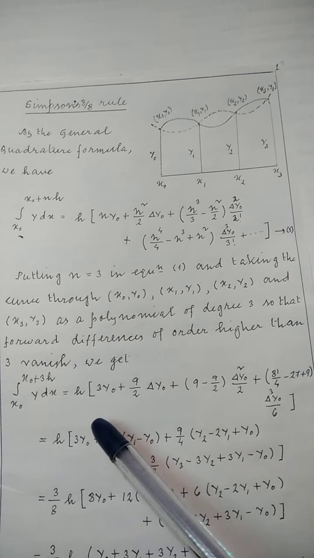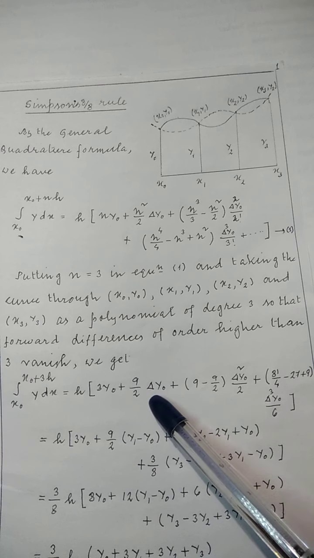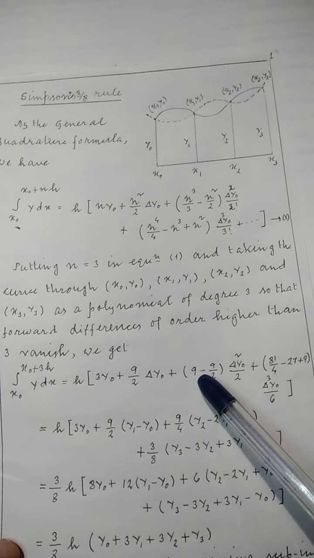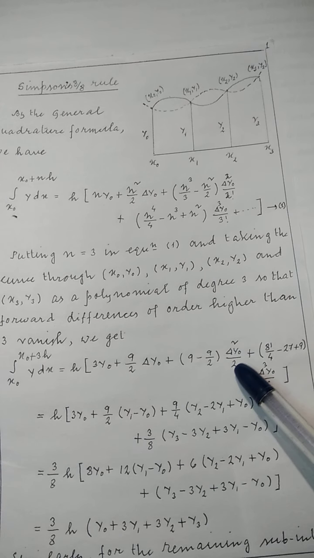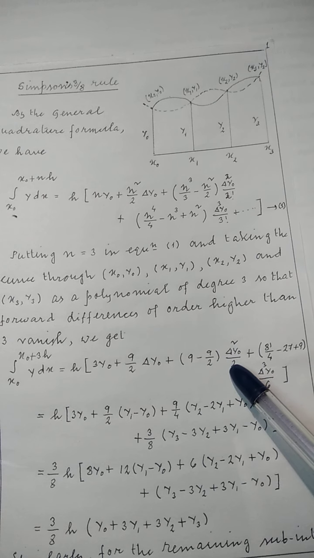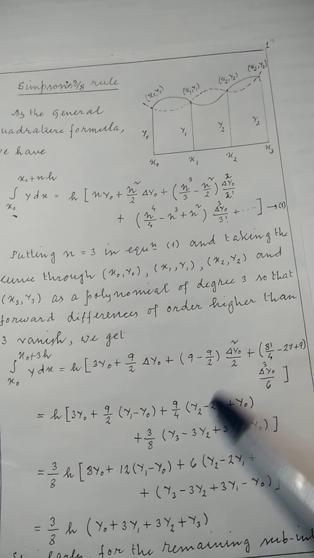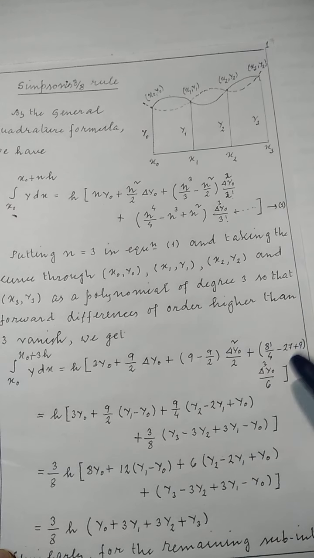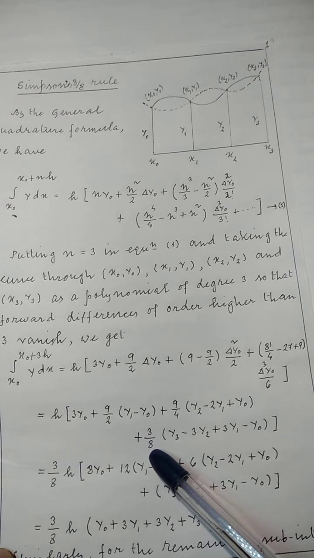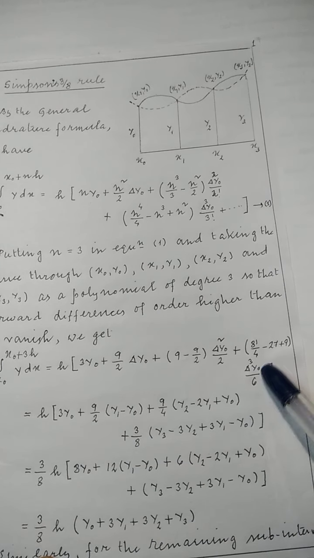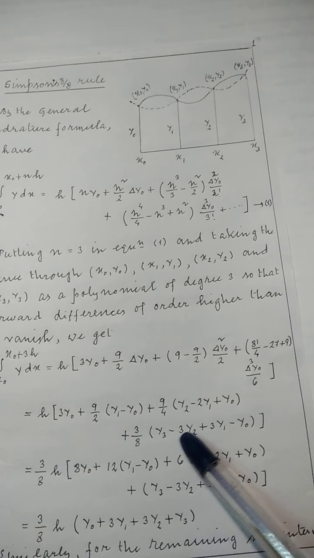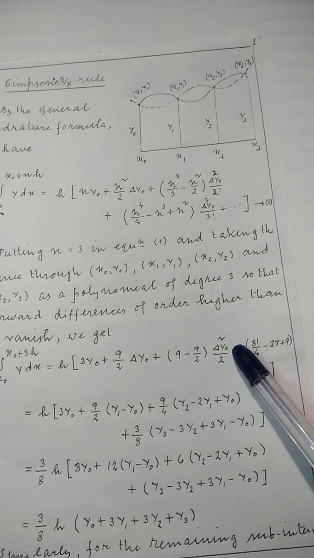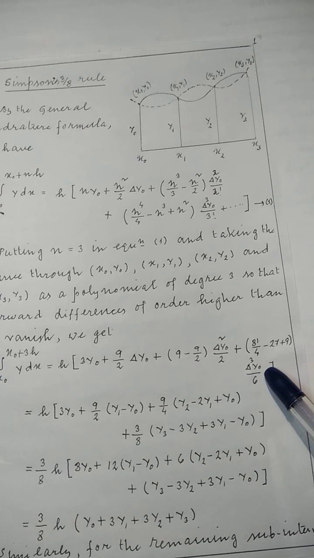If you simplify the expression, here 3 y0, then you'll get 3 by 2 del y0, and you know the forward difference is y1 minus y0. Then if you simplify, you'll get 9 by 4 del squared y0, and del squared y0 is y2 minus 2 y1 plus y0. Then simplifying with 6 in the denominator, you'll get 3 by 8, and the expression for del cubed y0 is y3 minus 3 y2 plus 3 y1 minus y0. Already I have shown how to find the expression for del squared y0, and in the same way we can find the expression for del cubed y0.